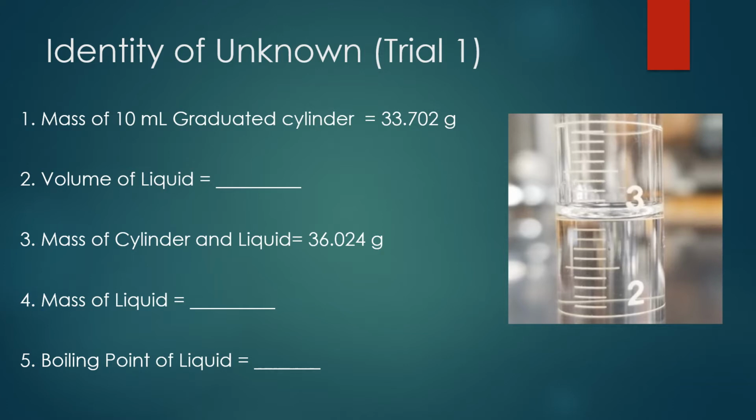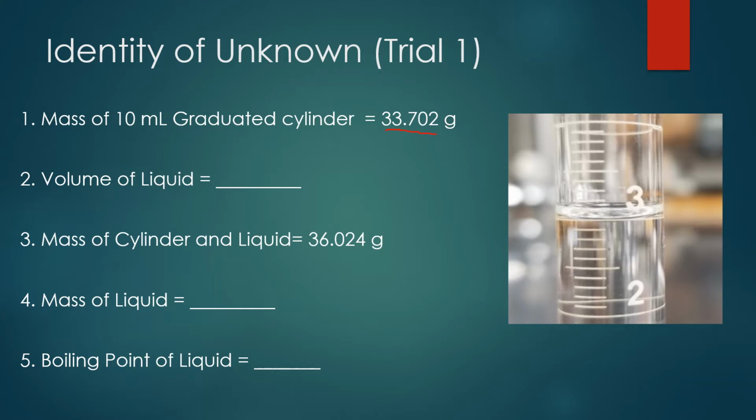So for identity of the unknown, trial 1, in the data table, the first data point is the mass of the graduated cylinder. And that is given here as 33.702 grams. The volume of a liquid, to figure that out, we are going to be measuring it in milliliters. So mL will be your units on that.